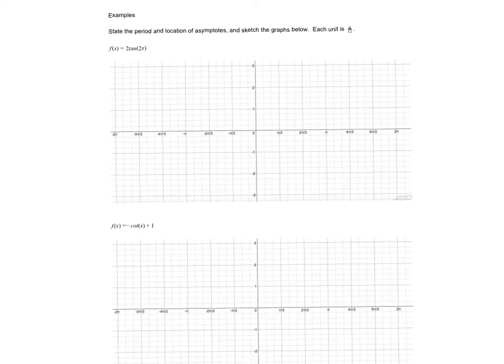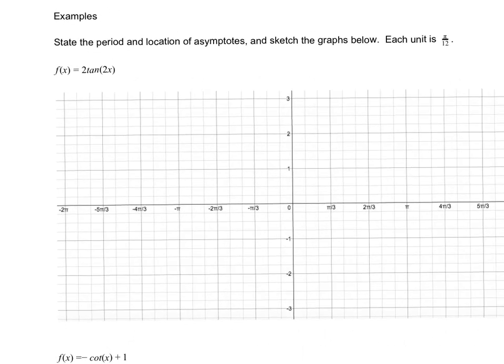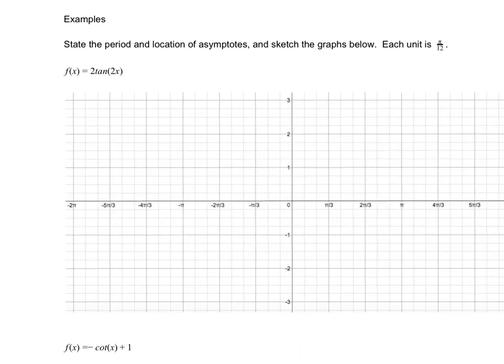So this first one says I have 2 tangent of 2x. So it says state the location of the period and asymptotes. So the period is typically pi, but we said we're going to divide it by whatever that b is, so that's going to be pi over 2.